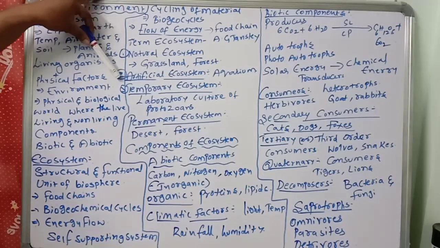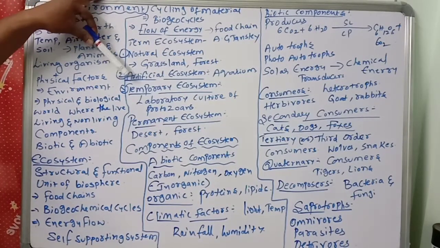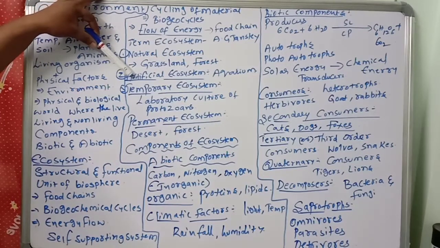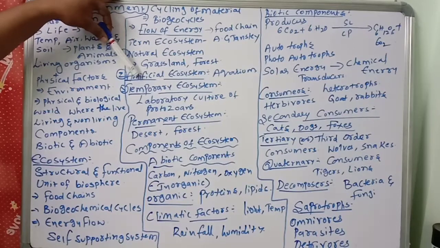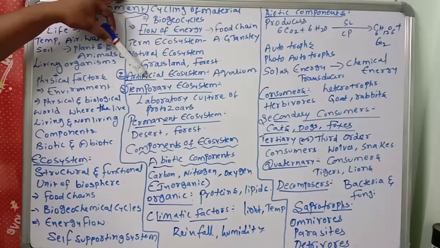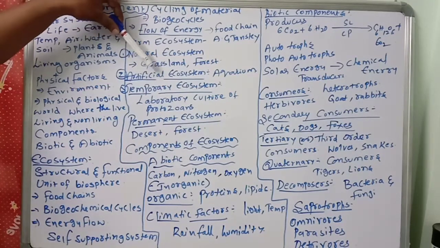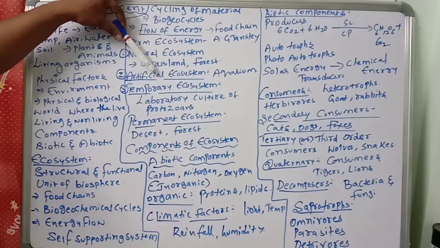Come to the artificial ecosystem. These are maintained by man. Artificial means maintained by man. Hence they are also termed man-made or man-engineered ecosystems. In these systems, man maintains the complete balance, the addition of energy, and planned manipulations. Everything is under the control of man.